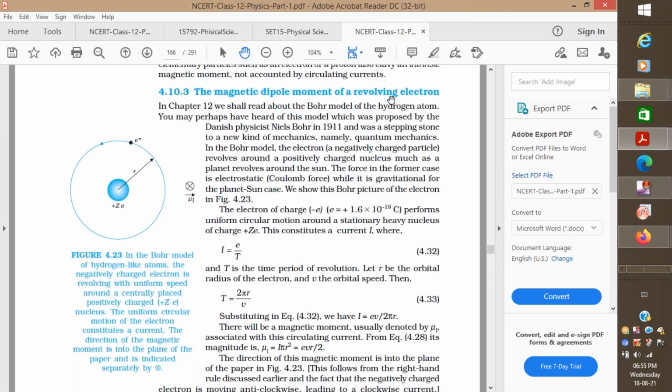Magnetic dipole moment of a revolving electron. This is also very interesting, and there can be numerical problems from this particular portion. In many exams, either your competitive exam or your school board exam, there are questions from this particular part. So we'll learn this part quickly and then we'll finish today's class.